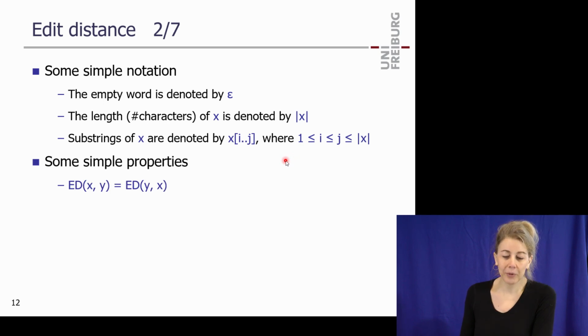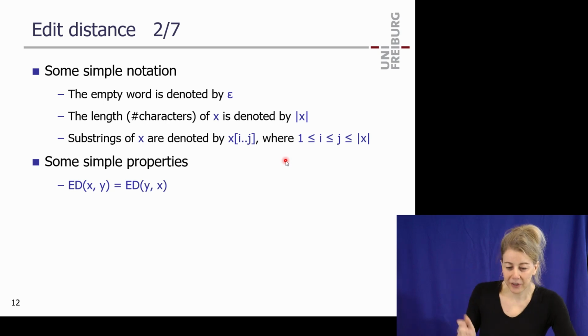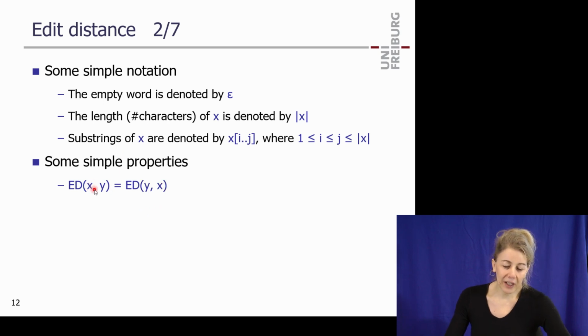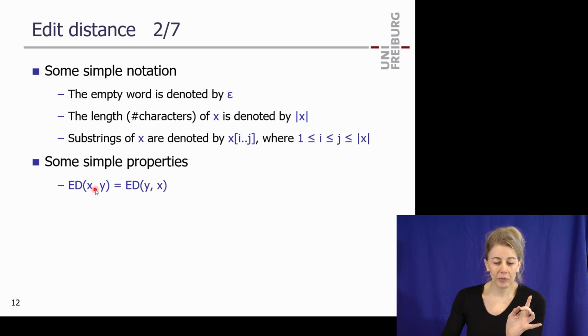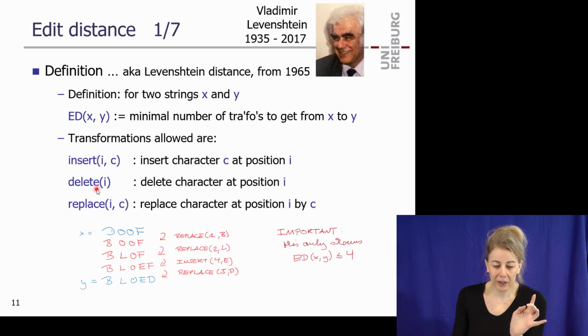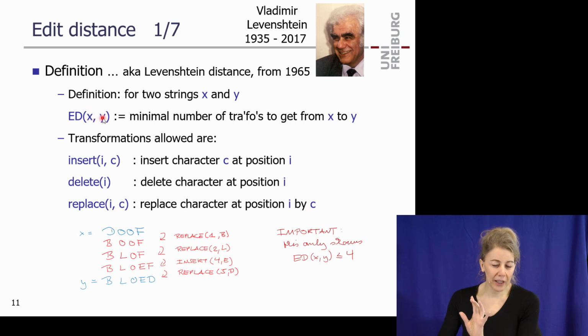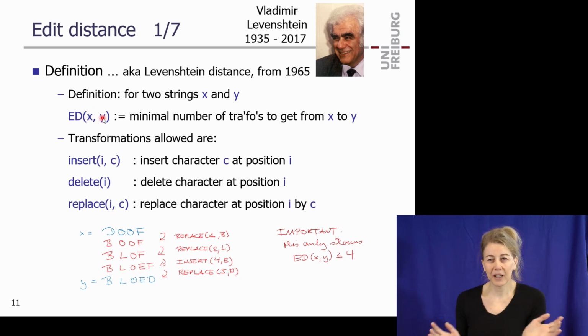Here are some simple properties, also popular exam questions, so when you prepare for the exam, think about this. Practicing math things, proving something like this, is also great. I always have a lot of these on the slides, little properties to prove. So proving formally that the edit distance is symmetric. Why is it symmetric? Let me ask you that. Why is the edit distance from x to y the same as the edit distance from y to x?